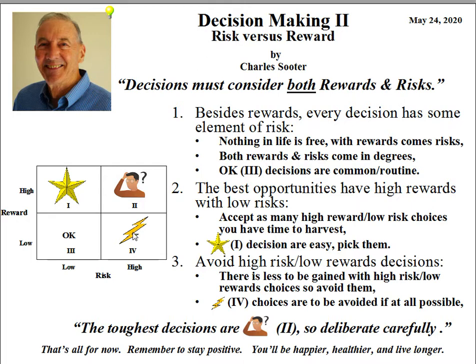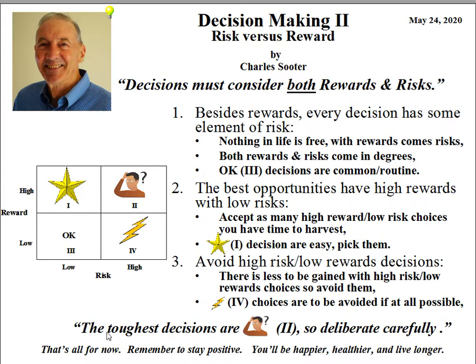Now, the toughest choices are in quadrant 2. This is high reward, high risk. I've got a question mark here because you really want to make a decision very carefully if you pick any decisions in this box. I call this high risk, high reward, or some people call it high risk opportunity. I'll be talking about that in decision making 3.